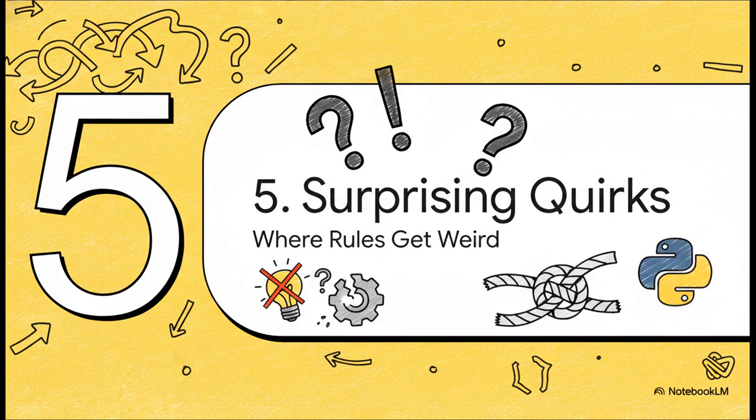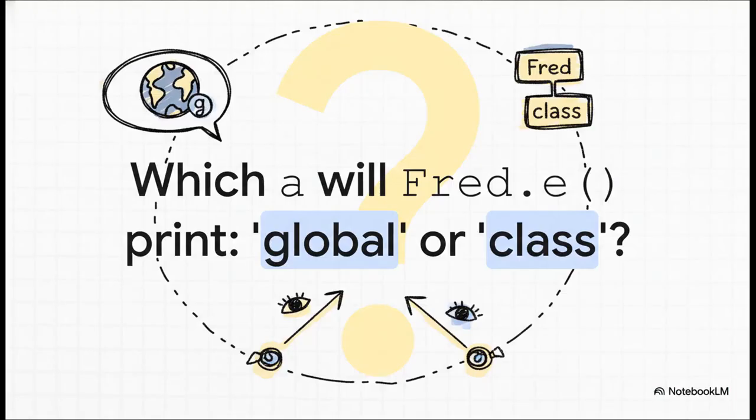All right, so we've got the main rules down pat, but Python, like any good language, has some weird and wonderful corners. So let's explore a couple of little quirks that can trip up even the pros. Okay, pop quiz time. Check this out. We've got a global variable named A. We also have a class variable, also named A, inside this Fred class. Now the function E is defined inside the class. So my question for you is, when we call Fred.E of it, which A is it going to find and print? Is it global or class?